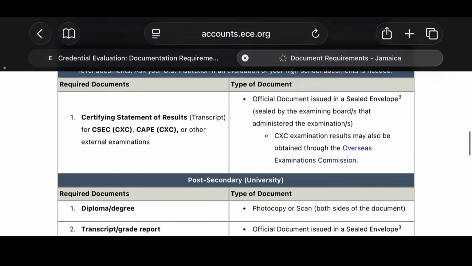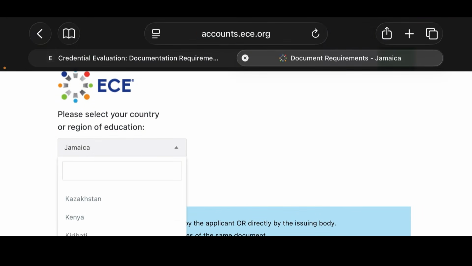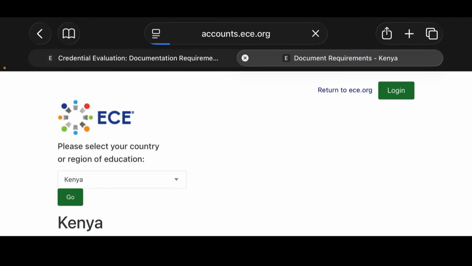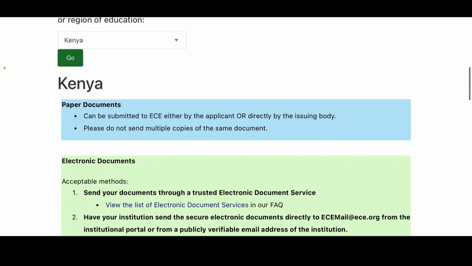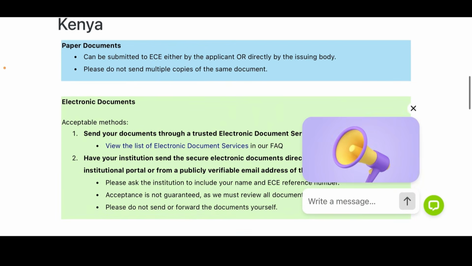Say, for example, you're not from Jamaica and you are from Kenya, or any other country, this is how you would review. I have reviewed some of the other countries as well, including India and so forth. I have noticed that the procedures are almost the same when it comes to the paper documents and the electronic documents. The only difference is the type of electronic document services that you use. So the explanation is the same.